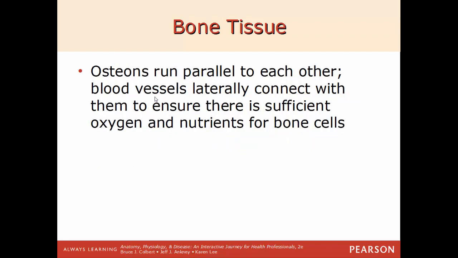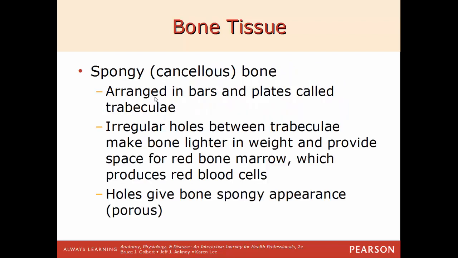Now, these osteons will run parallel to one another, and the blood vessels will connect to each other laterally to make sure that the tissue is getting enough nutrients, because this is living tissue. It has to have some way to receive oxygen and get rid of waste. All right, that compact bone is found in the shaft of the long bones.